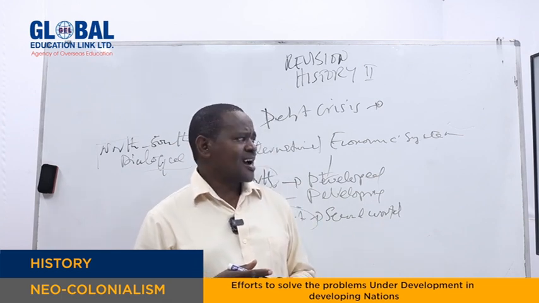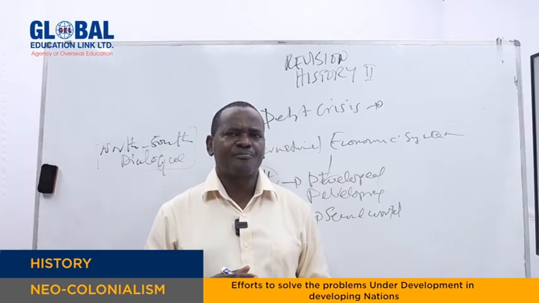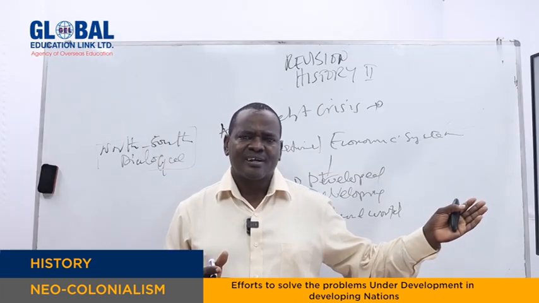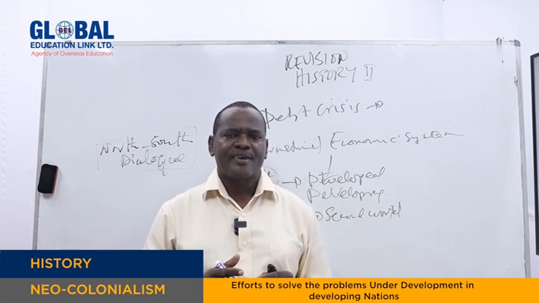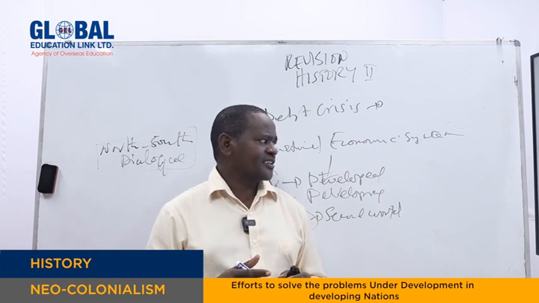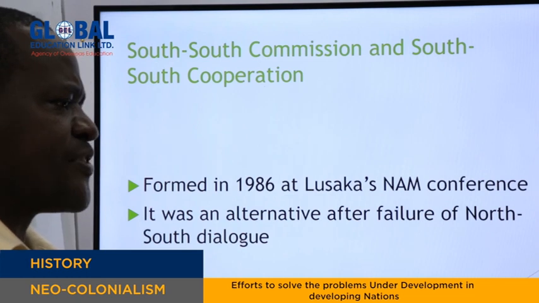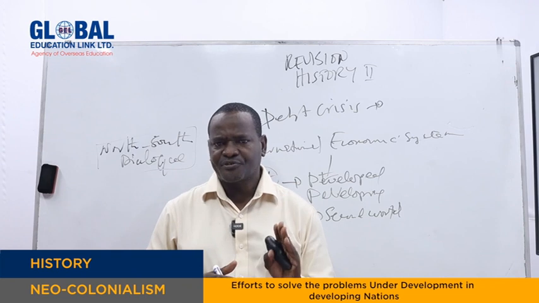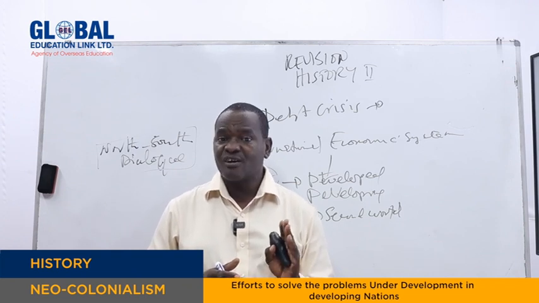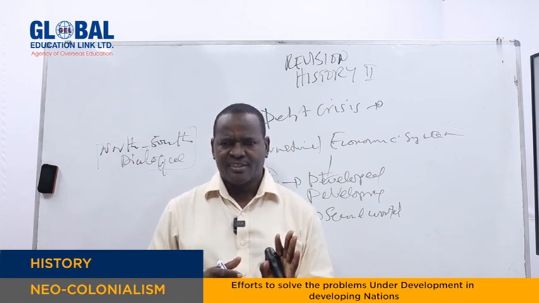South-South Commission was formed in 1986 at Lusaka, Zambia, in the Non-Aligned Movement Conference, and the former president of Tanzania, Mwalimu Julius Nyerere, was appointed to become chairperson of that commission. This was an alternative after the failure of North-South dialogue. The failure of North-South dialogue made the third world countries think of establishing their own initiative to solve the problem of underdevelopment. On the other hand, they said, after the failure of North-South dialogue, they could not just sit back and relax and do nothing. No, they had to do something.